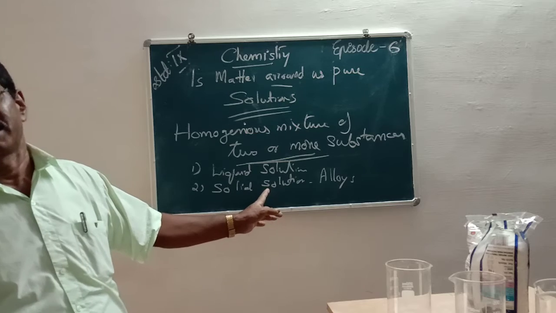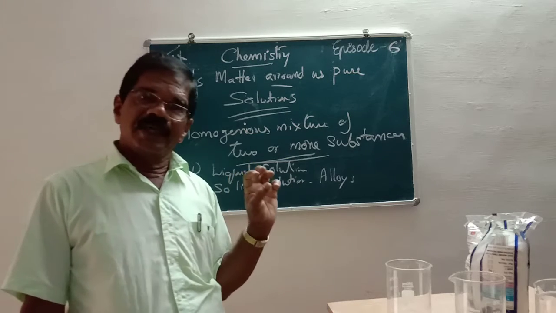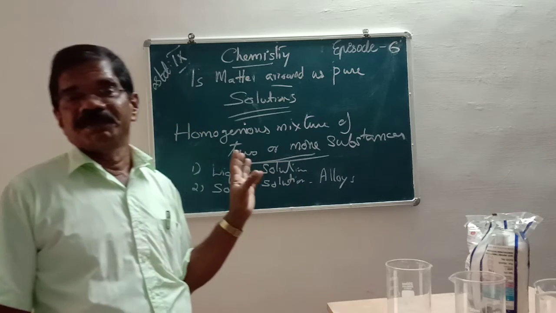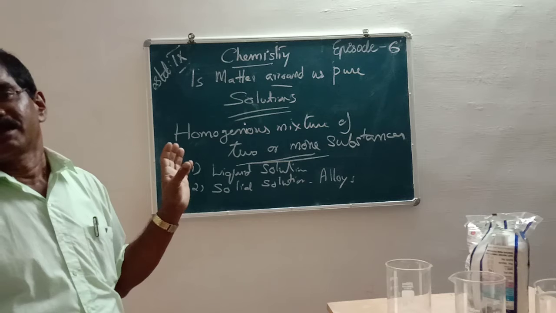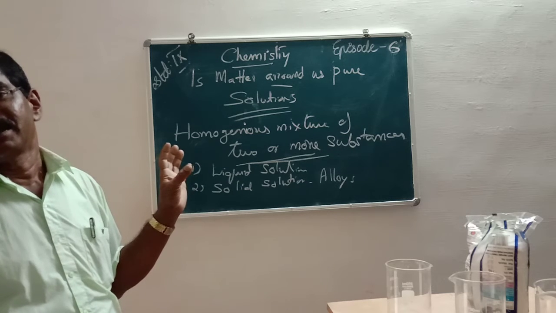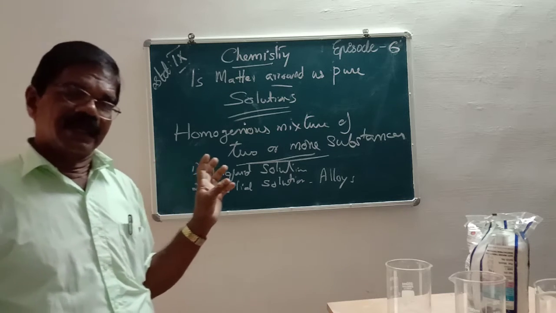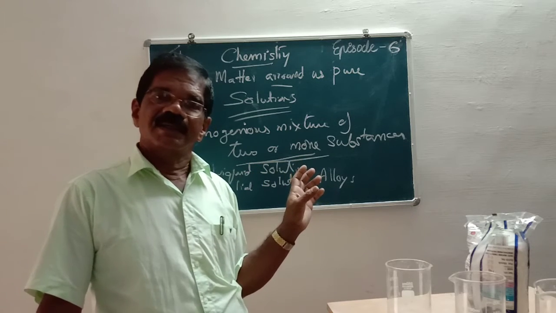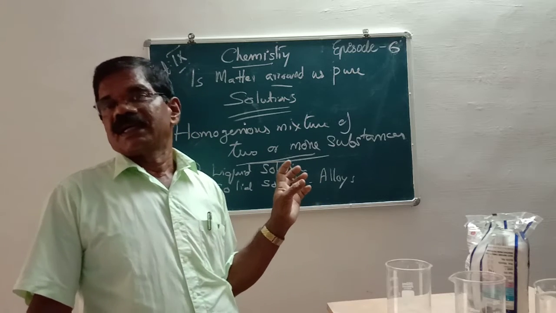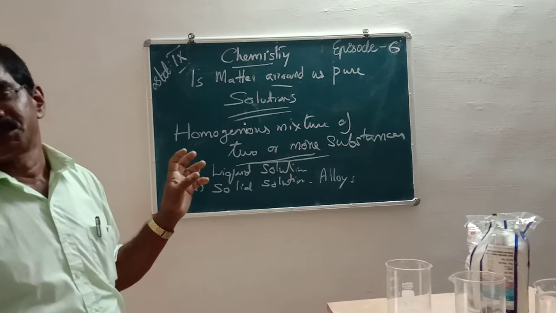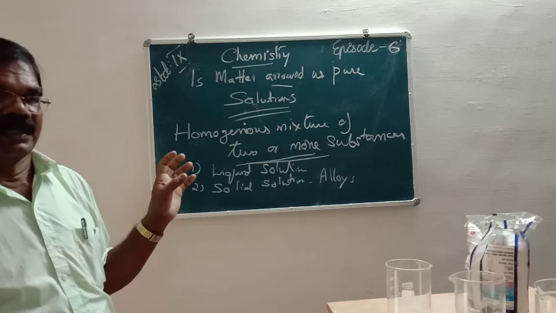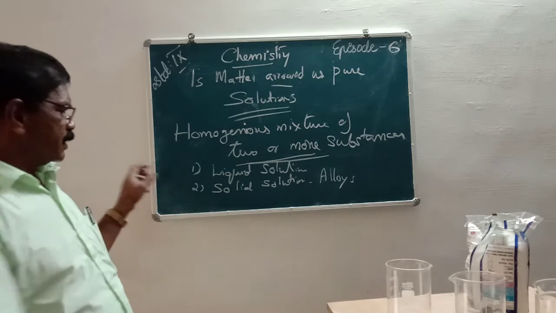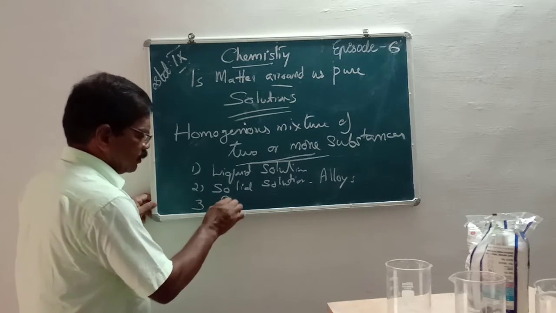What is the merit of an alloy? It improves the quality of the metal. If the metal is iron only, Fe, it undergoes rust very easily. At the same time, steel does not rust, it does not form rust on its surface very easily. So you can improve the quality by making an alloy. It's a solid solution. Then there is also a gaseous solution.